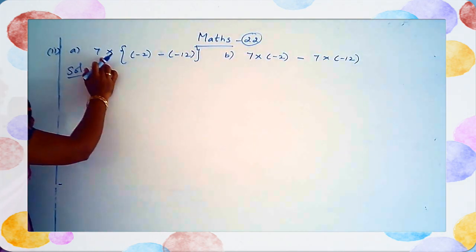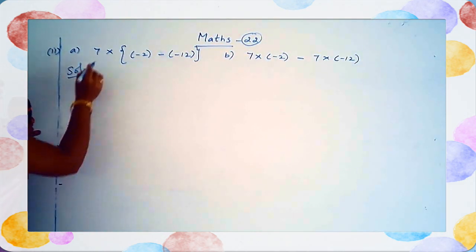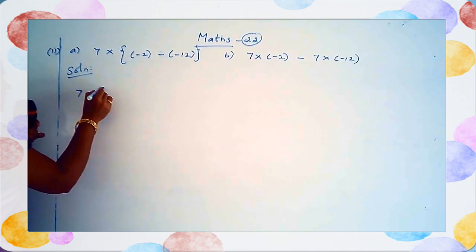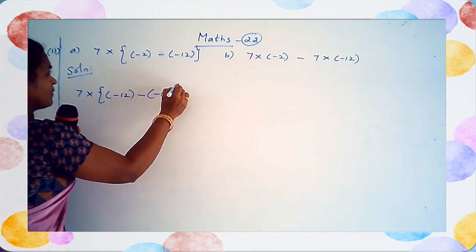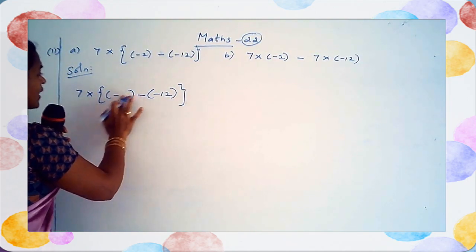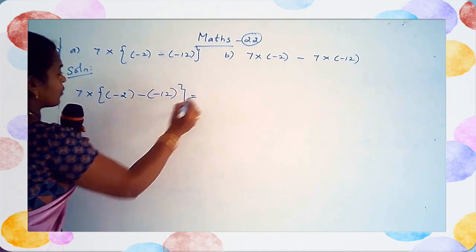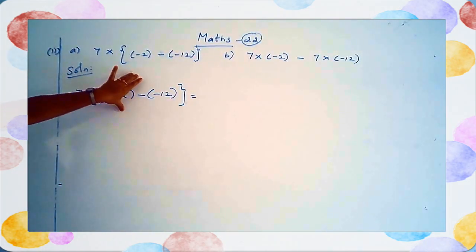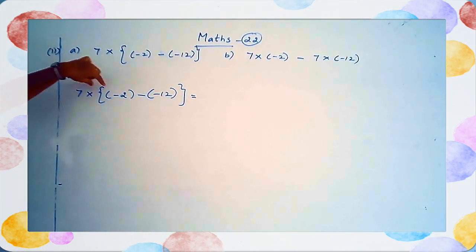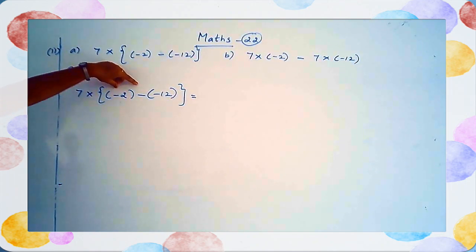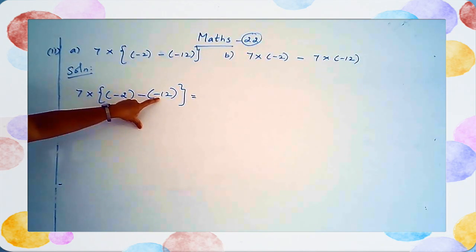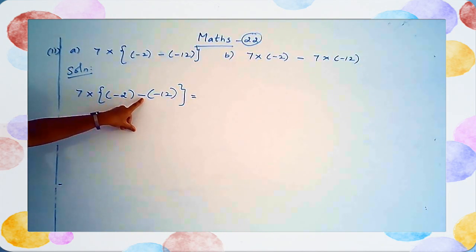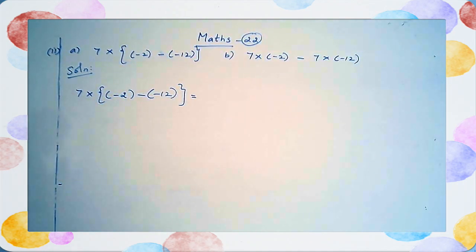So first of all, you solve the part A. What is given in A part? 7 into minus 12 minus 12. Sorry, minus 2. Equal to, you see here, inside the bracket what is given? Curly bracket is given. So curly bracket given inside minus 2 minus of minus 12. Here the operation is subtraction. So, what to do?